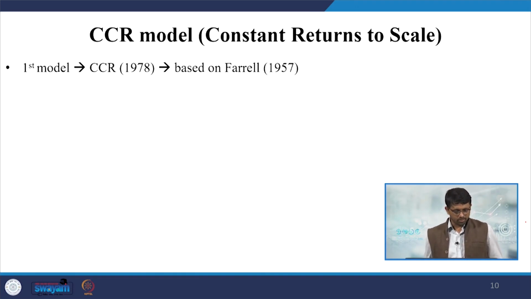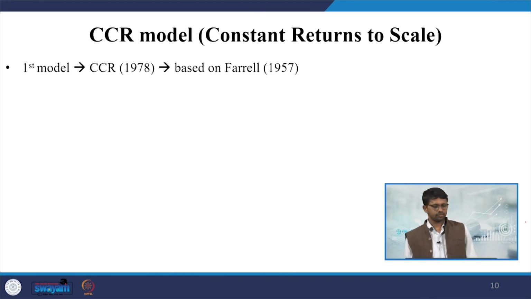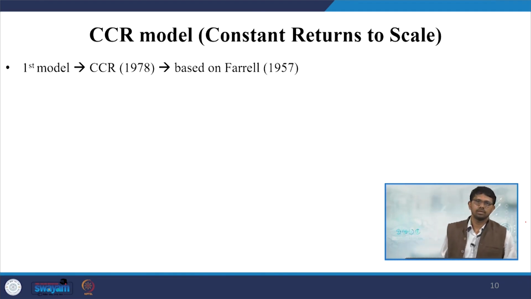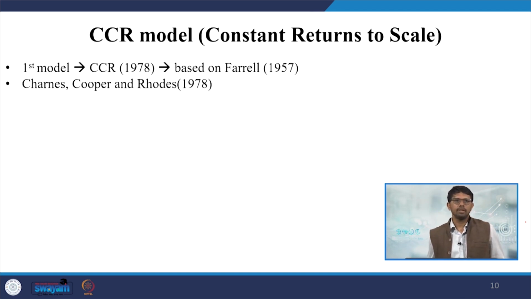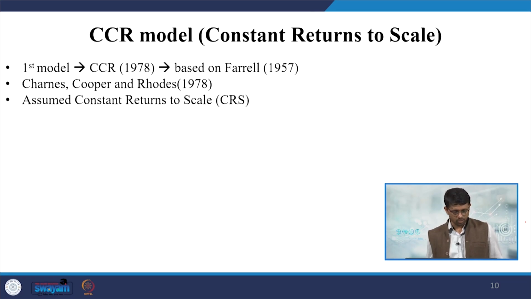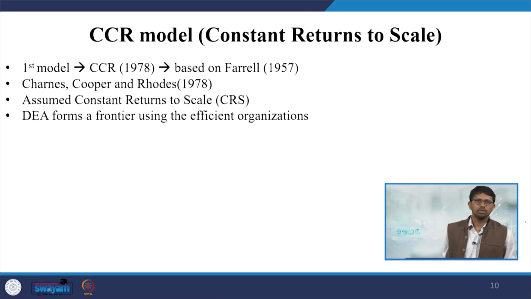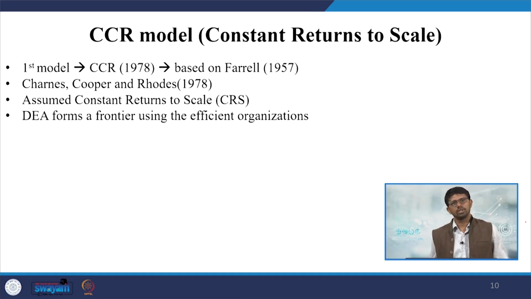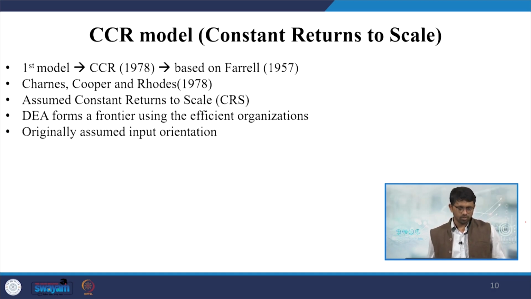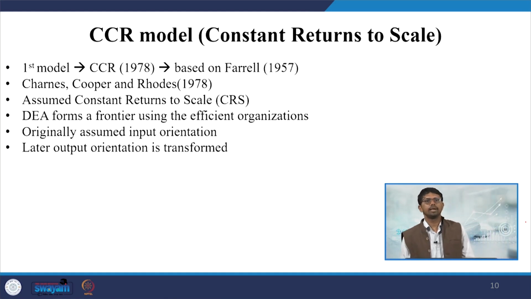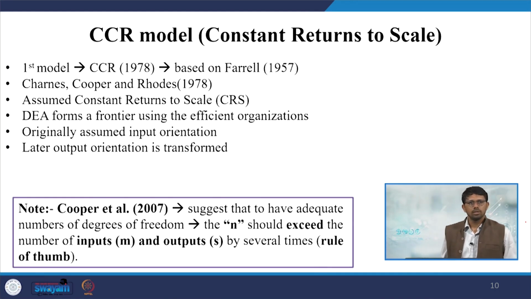Let us start with the CCR model. It is the first model, introduced in 1978 based on Farrell 1957. The CCR of 1978 assumes a CRS function, a constant returns to scale production function. DEA forms a frontier using the efficient organizations. It originally assumed input orientation, which we have already started. Later it was extended to the output orientation model as well.